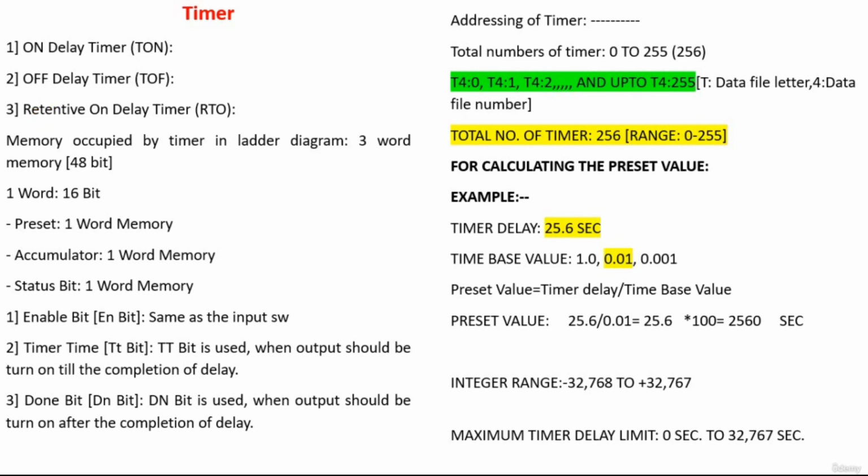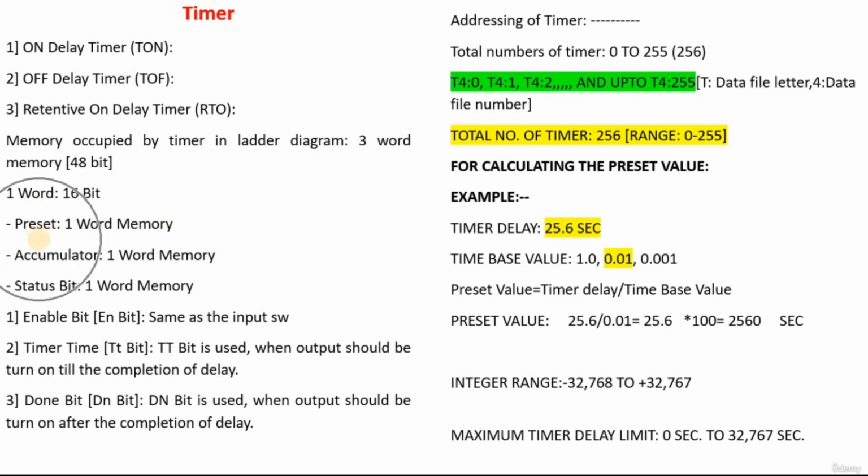Now here you can see I have mentioned the preset, accumulator, and status. These are the very important points which are available in the timer. So basically, the preset means what? The preset is nothing but the timer delay. For example, if you have to turn on the motor for 20 seconds or 25 seconds, the delay may be anything. That 25 seconds, that 10 seconds, is nothing but the preset value. And that particular preset value occupies 1 word of memory.